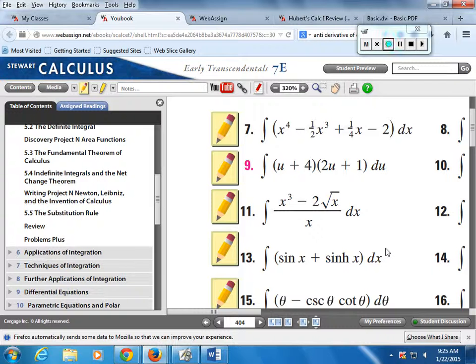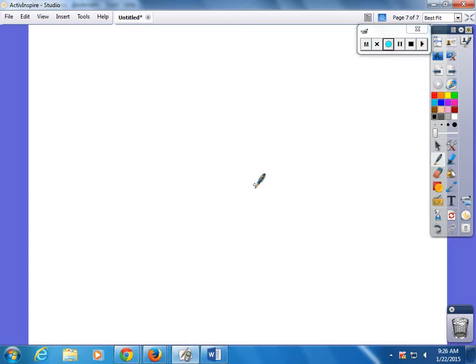Antiderivative of x cubed minus 2 square root of x over x dx. Yeah, that one is one that you stare at a little bit. And I'm going to rewrite it. x cubed minus 2x to the 1/2 over x dx.